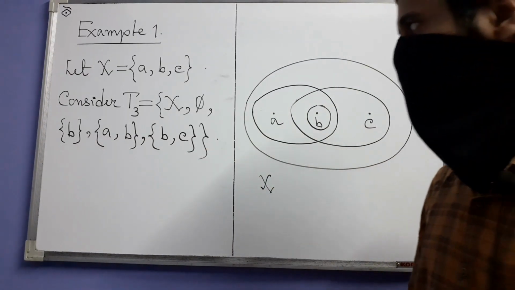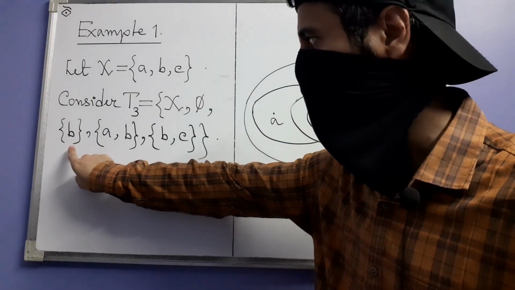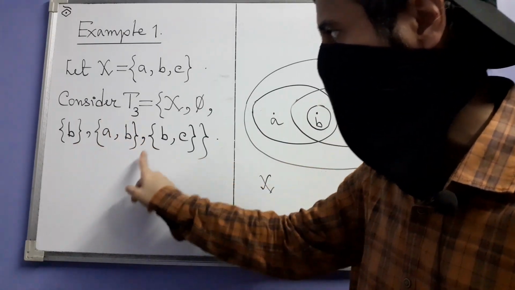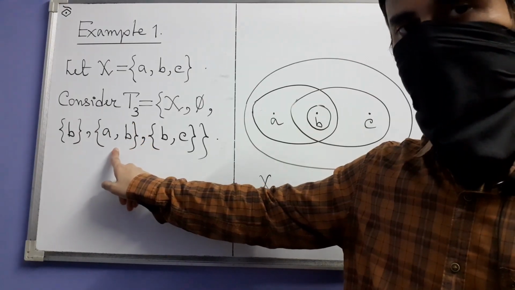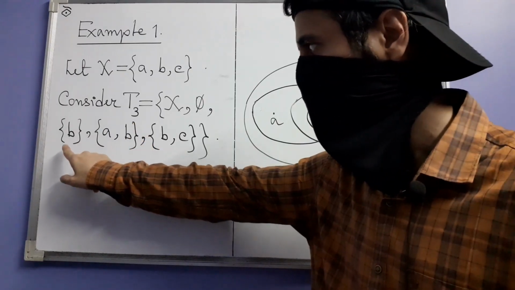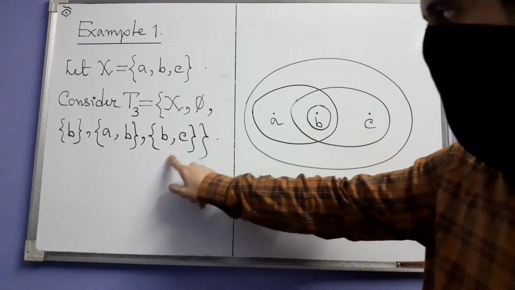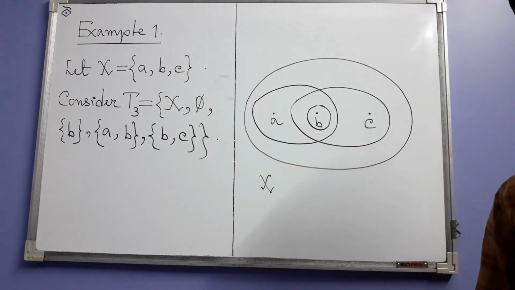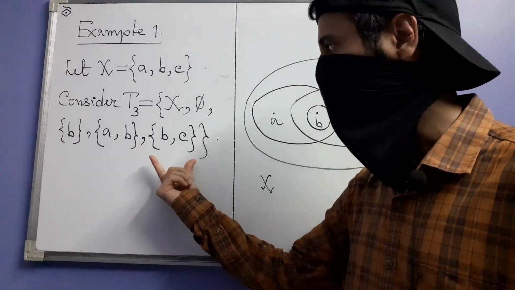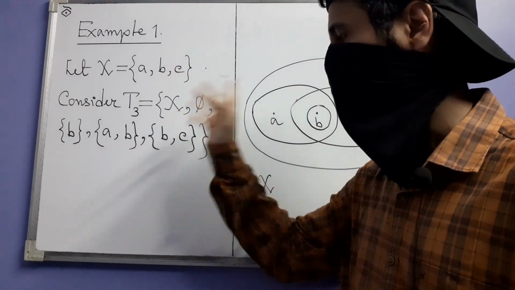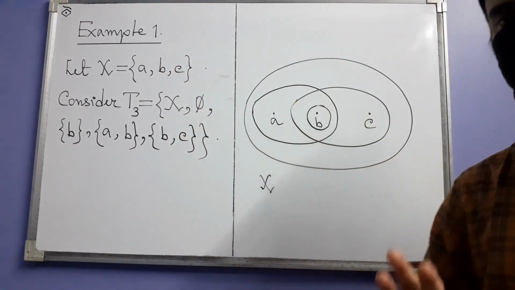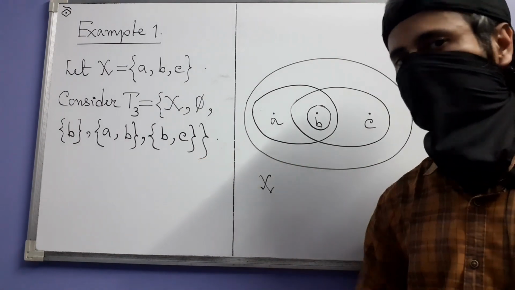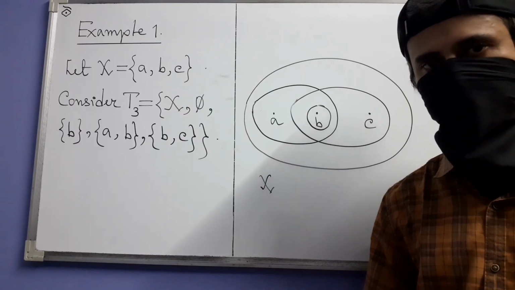What will happen with the union? If you take the union of this and this, that union will be equal to this, because this is the superset. Same will be the case if you take the union of this and this. This will be the union. If you take the union of this and this, you get X, which is there. So like that, you should convince yourself that this is also another topology.